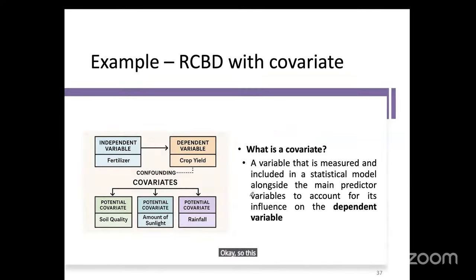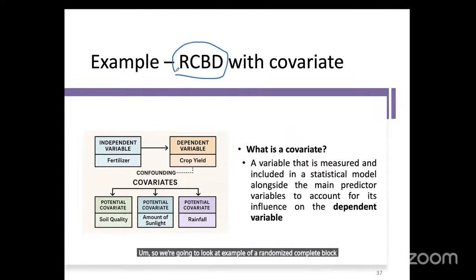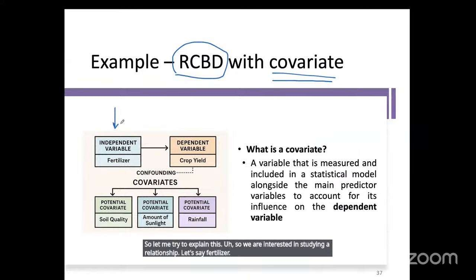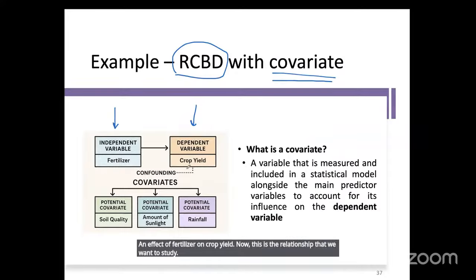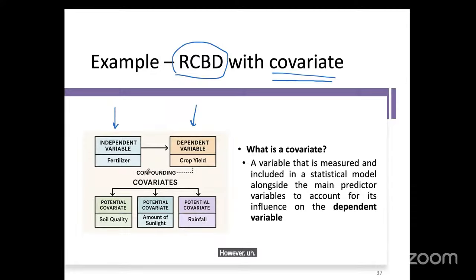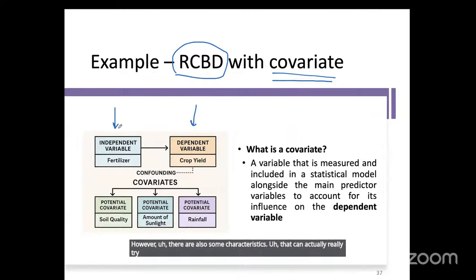So this is an example that we are going to look at today. We're going to look at an example of a randomized complete block design, but the twist is that there is what we call a covariate. Let me try to explain this. We are interested in studying a relationship, let's say fertilizer and the effect of fertilizer on crop yield. Now, this is the relationship that we want to study. However, there are also some characteristics that can really bring us an issue here.